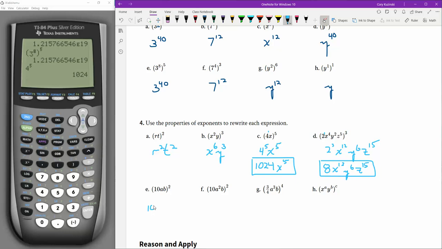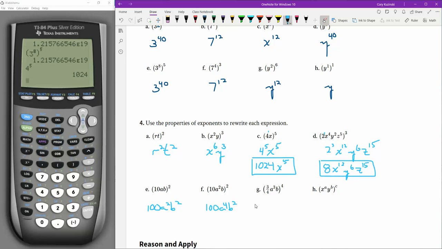10 squared is 100. A squared is a squared. B squared is b squared. 100 a squared b squared. 10 squared is 100. A squared squared is a to the 4th. 2 times 2 is 4. And b squared is b squared.